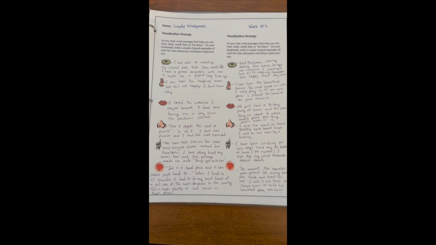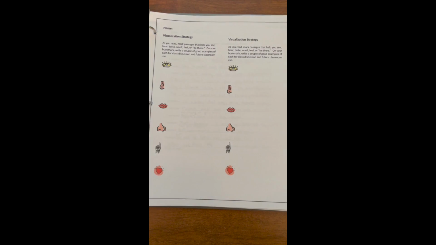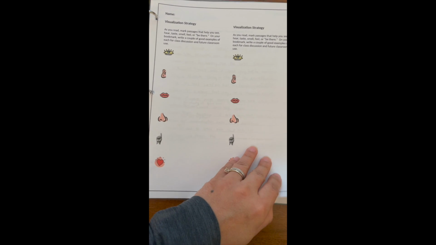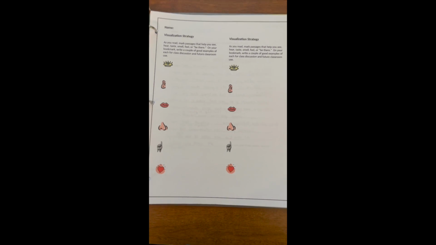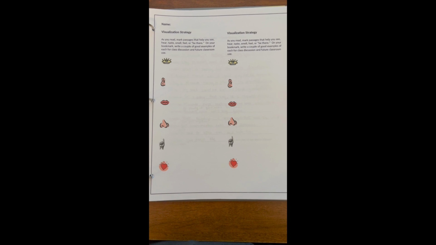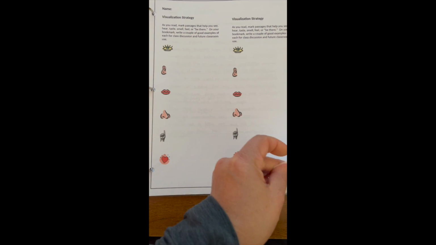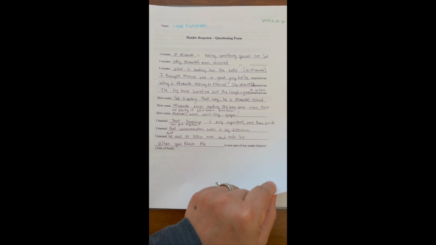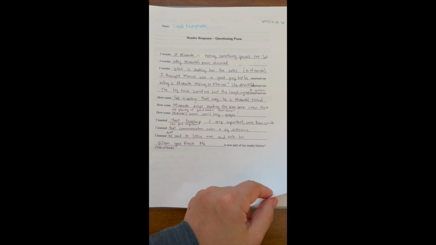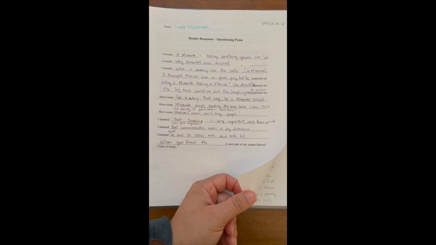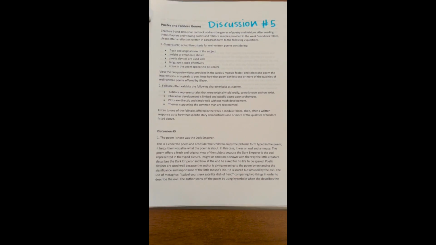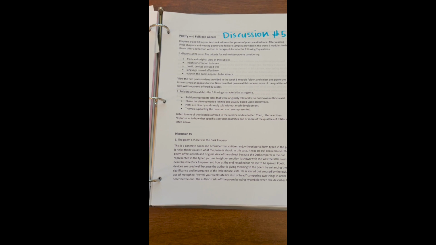The visualization strategy. I did it with the book When You Reach Me, and that's where I was able to identify every single sense. I saved a copy. For the reader response, the questioning poem, I was able to do it with When You Reach Me, mostly about Miranda. The inference strategy was over Mockingbird, and here are the different inferences that I did.